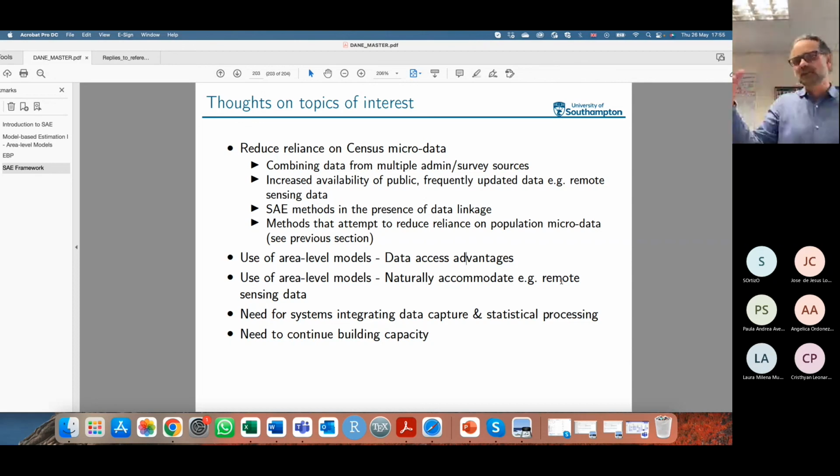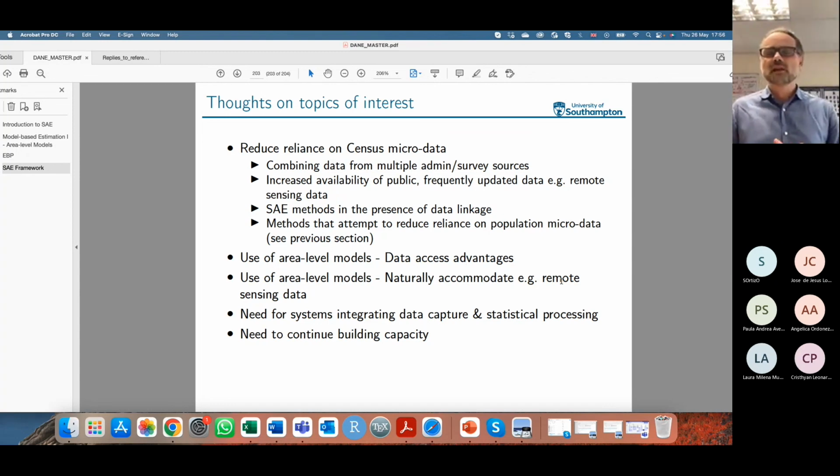There are methods that have been proposed in the presence of data linkage. So if you link data and there are issues with the uncertainty that is involved with the linkage of the data, then there are small area methods that have been proposed. I'm not suggesting that you do that now, but I want you to be aware that people have looked into that. And as I said, methods that attempt to reduce reliance on the use of population microdata are also under exploration. Okay.